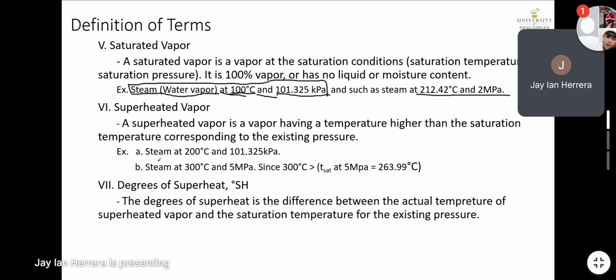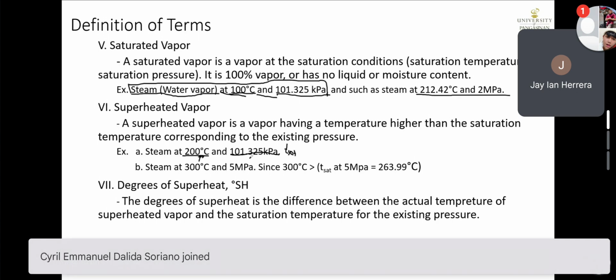Example of superheated vapor is steam at 200 degrees Celsius and 101.325 kPa. And since at 101.325 kPa, ang ating Tsat or T-saturated is 100 degrees Celsius. And sa example na to, naging 200 degrees Celsius na yung temperature natin. Therefore, this is a superheated vapor.